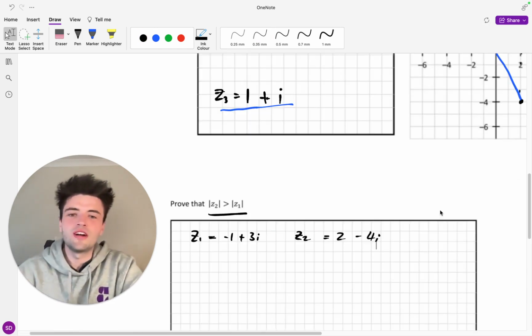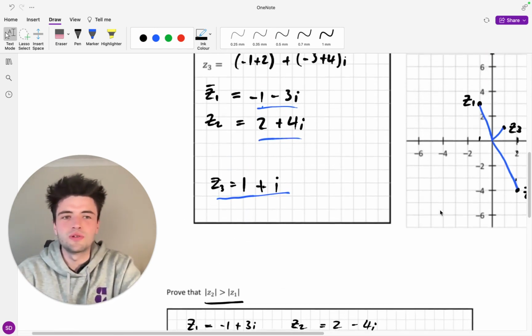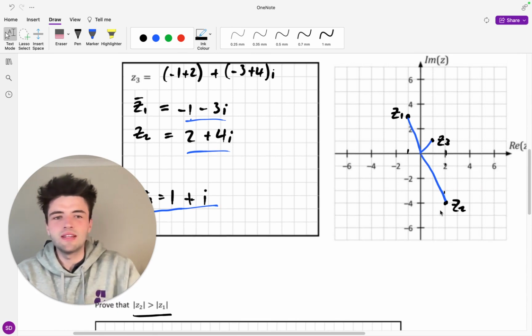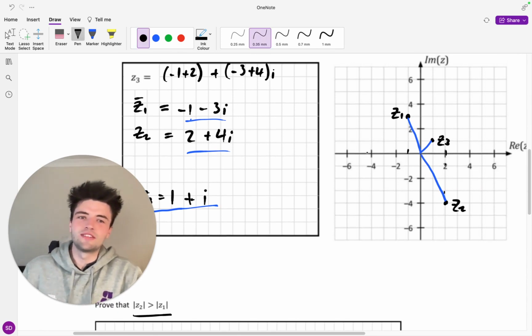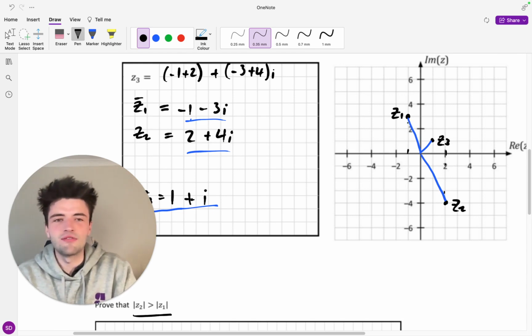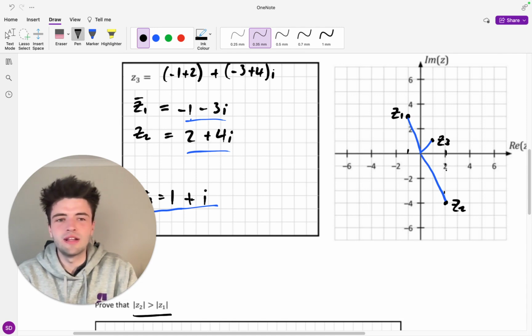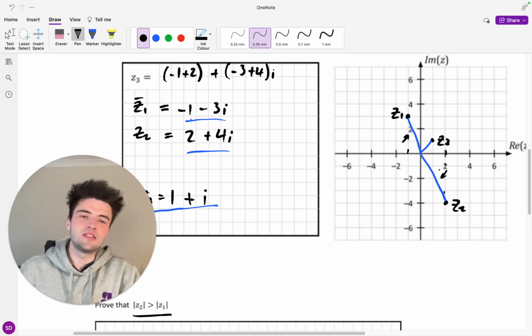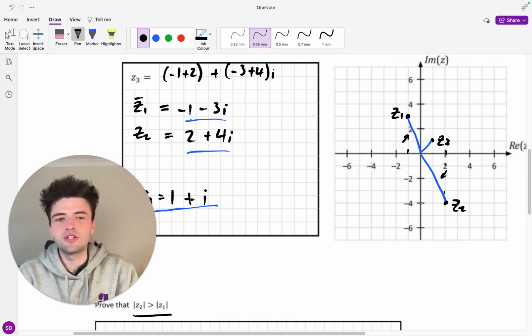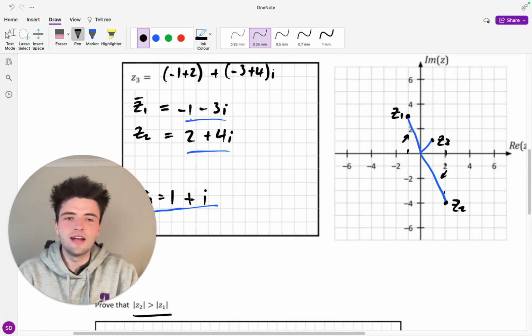Just to quickly refresh what is meant by modulus, what it represents: it is basically Pythagoras' theorem in disguise. So Pythagoras is kind of coming back to get us for the Leaving Cert once again, because the modulus is just the length of the line for z2 and z1, the length of the blue line here. And we can clearly see z2 is a longer line. We can see that visually, but we've got to prove it now using maths.